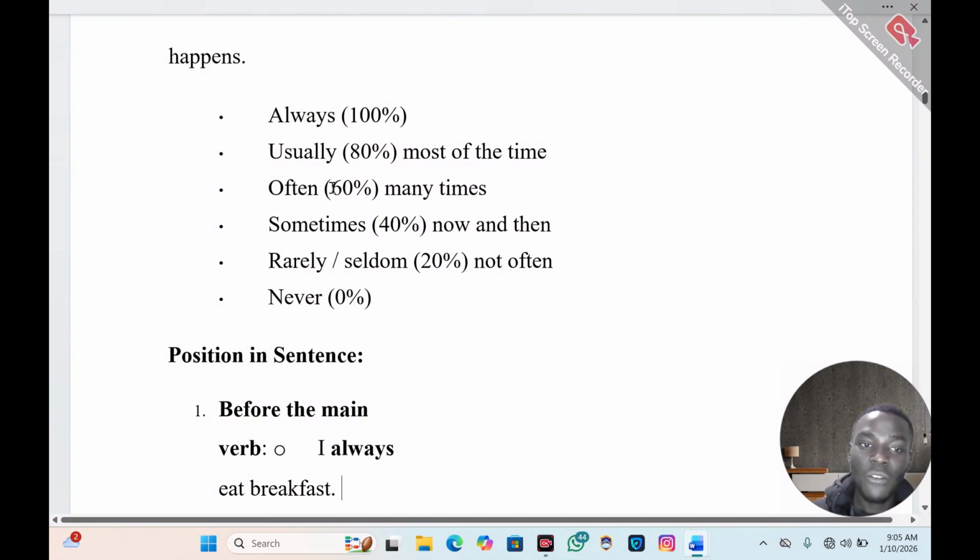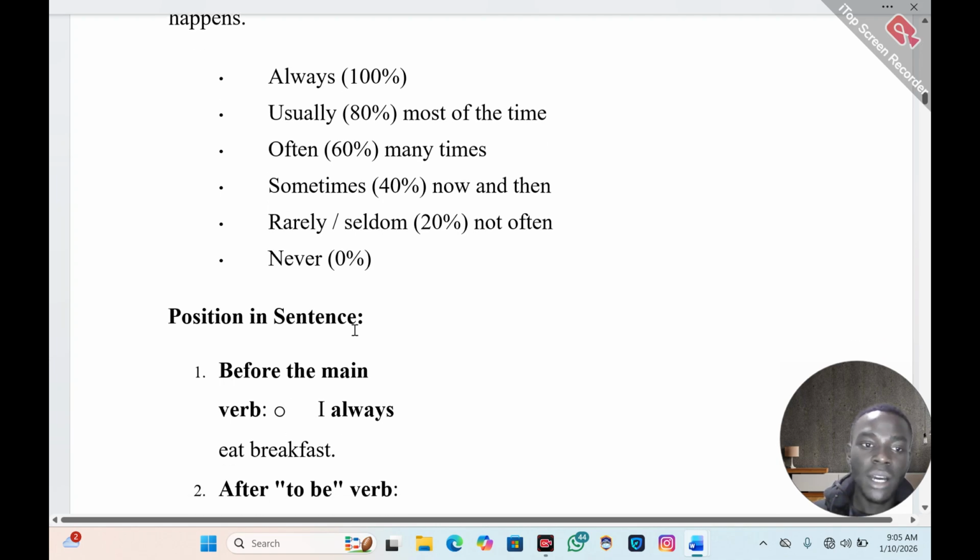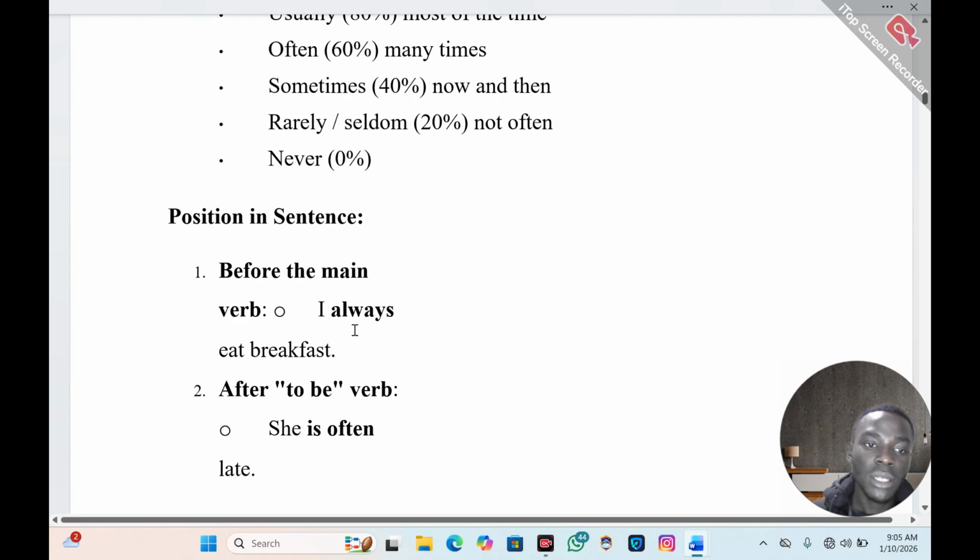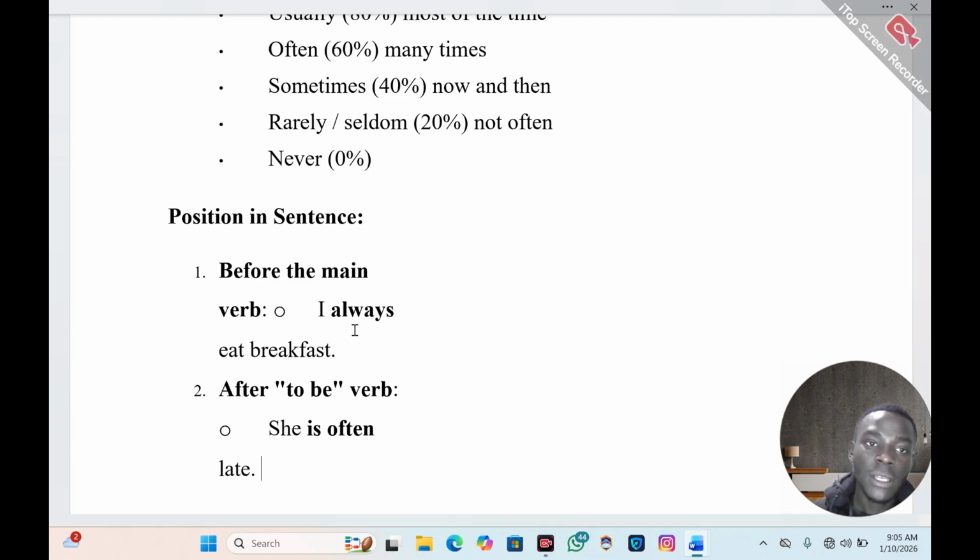We do have often, 60%, many times. We use often when we are expressing things that happen many times. Sometimes, 40%, now and then, sometimes, rarely or seldom, not often, not much, never, no. Then how do we position those frequencies in the right place? We're going to see how we can position them in the sentence.